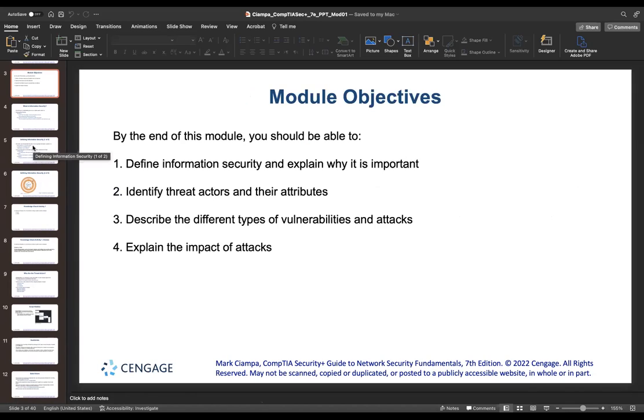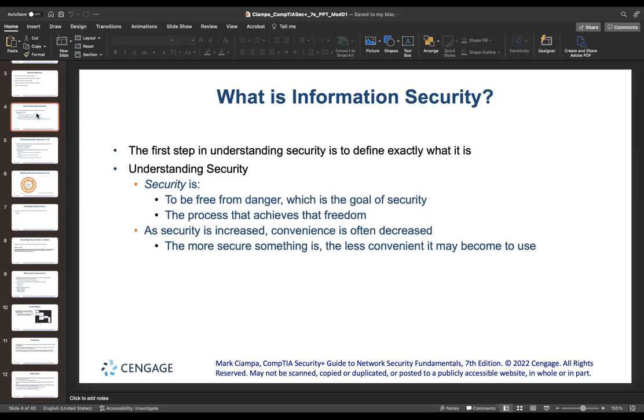So in this lecture, hopefully we're going to learn how to define information security and explain why information security is important. You will also be able to identify and distinguish between threats, vulnerabilities, threat actors, risk, and different attributes associated with those. You will be able to describe the different types of vulnerabilities and attacks. And finally, you will be able to explain what it means when we say an attack has a specific impact.